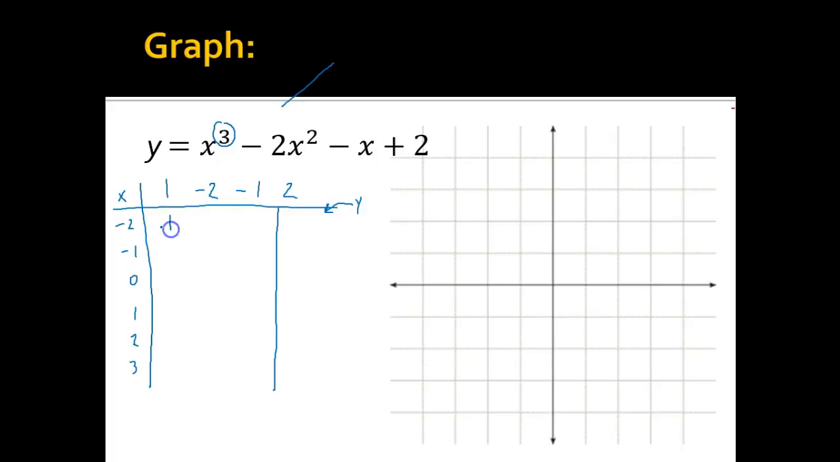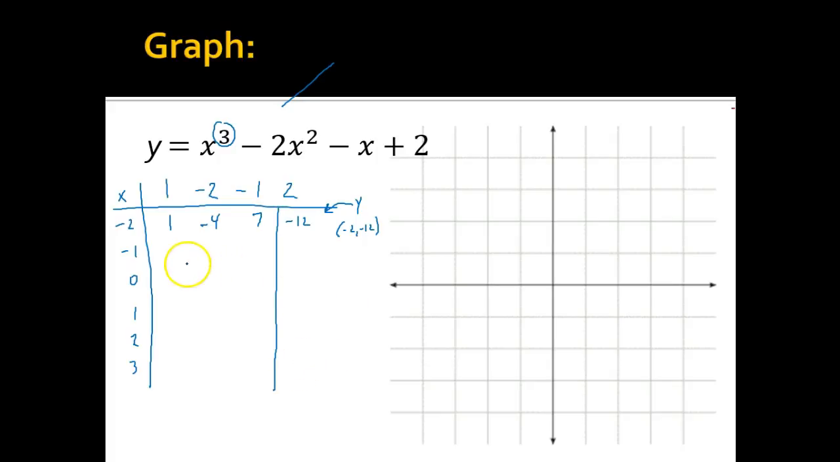So bring down the 1, times -2 is -2, minus 2 is -4, times -2 is 8, minus 1 is 7, times -2 is -14, plus 2 is -12. Our first point is -2, -12, which is way off the graph, so we won't be able to plot that one, but it's what we expected. We expected the left side of the graph to start out really low.